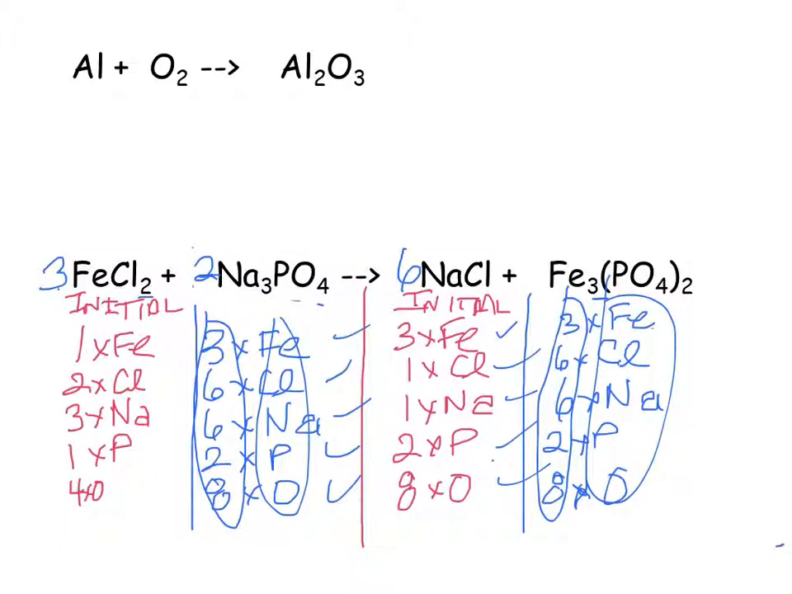All right, 3 iron chlorides plus 2 moles of sodium phosphate yields 6 moles of sodium chloride and 1 mole of iron phosphate. So that equation is now balanced and can be used in the next step.